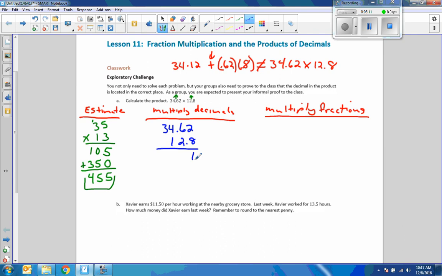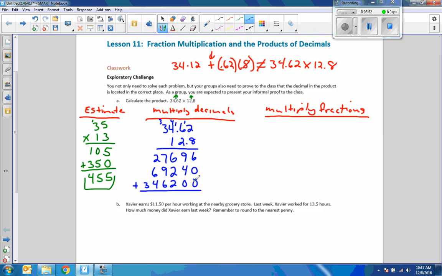8 times 2, 16. Carry the 1. 8 times 6 is 48, plus 1 is 49. Carry the 4. 8 times 4 is 32, plus 4 is 36. Carry the 3. 8 times 3 is 24, plus 3 is 27. Leave a spacer. 2 times 2 is 4. 2 times 6 is 12. Carry the 1. 2 times 4 is 8, plus 1 is 9. 2 times 3 is 6. Two spaces. 1 times 2, 1 times 6, 1 times 4, 1 times 3.